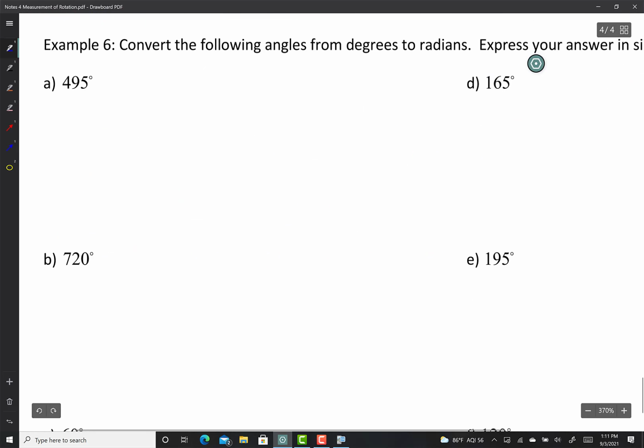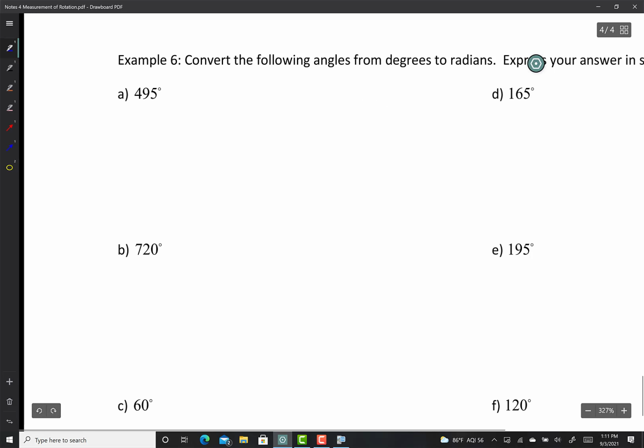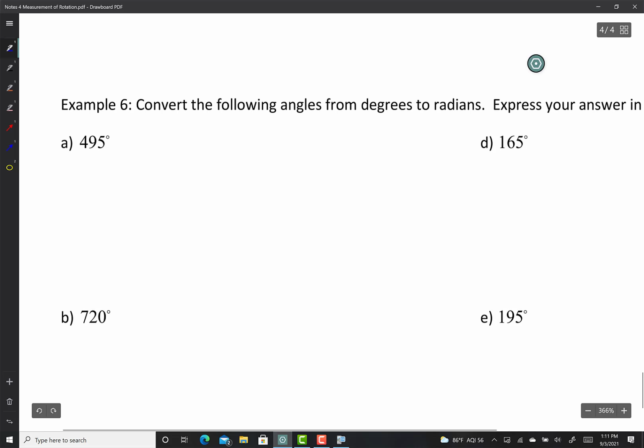Last example here. It says, convert the following angles from degrees to radians. Express your answer in simplest form. This time we're going from degrees to radians. Before we went from radians to degrees. So what's the game plan if we're going to do the opposite, degrees to radians? Can I say what I would do?